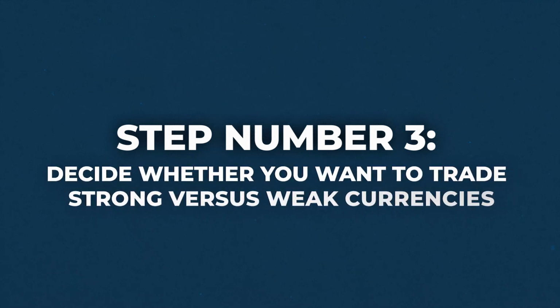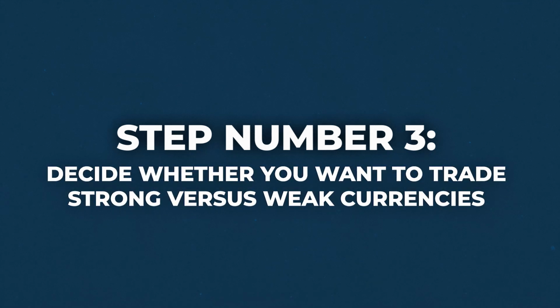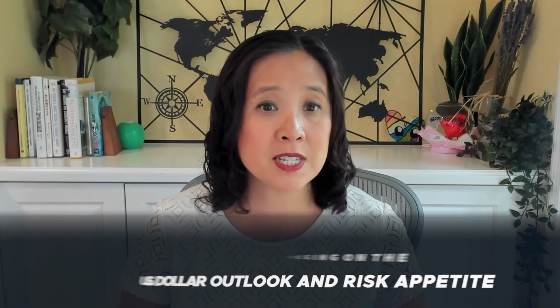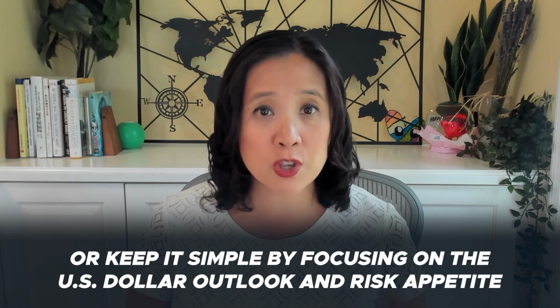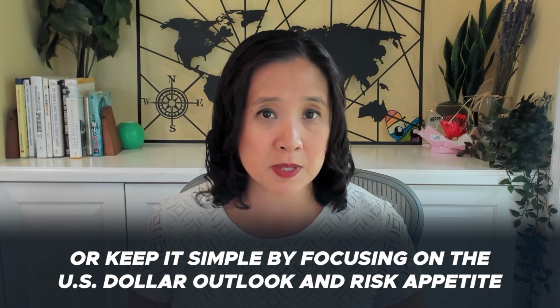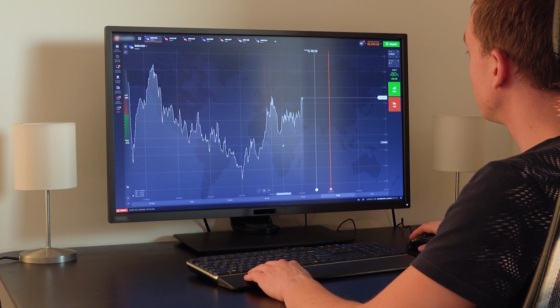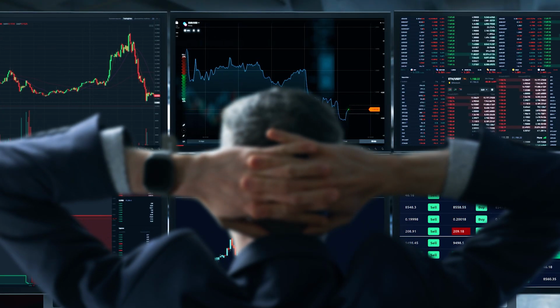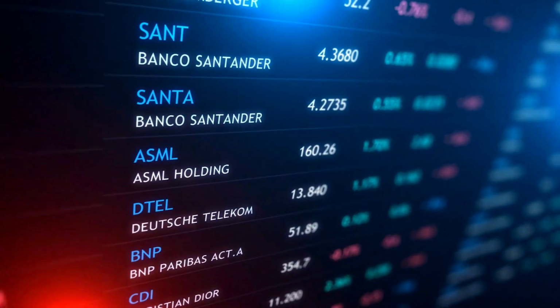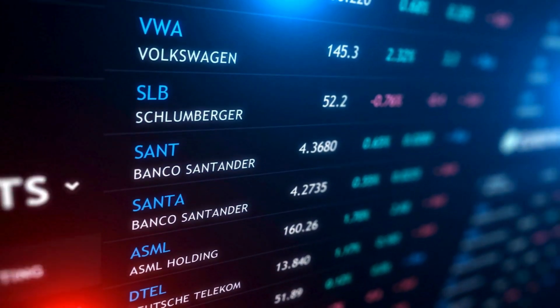The last step is to decide whether you want to trade strong versus weak currencies or keep it simple by focusing on the US dollar outlook and risk appetite. If it is a big day in the stock market, up or down, then the best Forex pairs to trade should be the ones that include the US dollar or the Japanese yen.